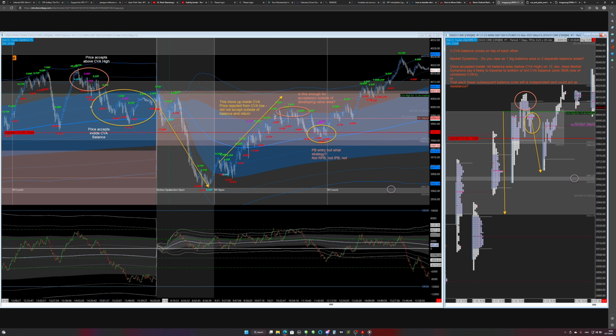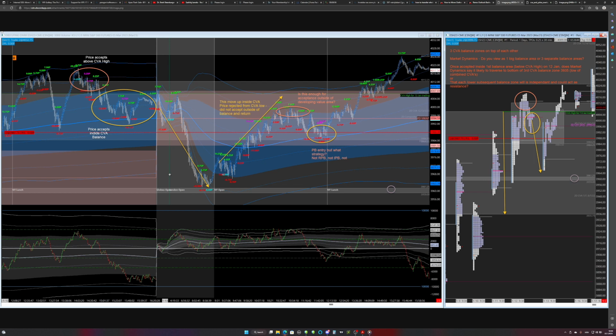As I understand, market dynamics say we should expect price to traverse to the other side. So we get a down day, and that's what's happening. Throughout ETH, price comes all the way down to the value area high and low of those two value areas, and then it stops and goes back up.